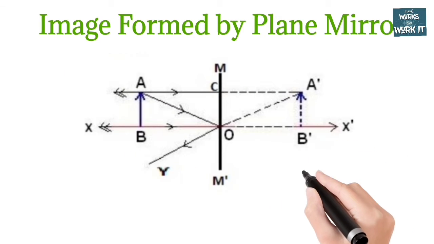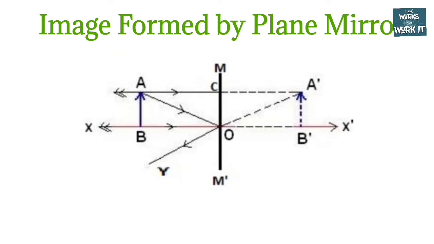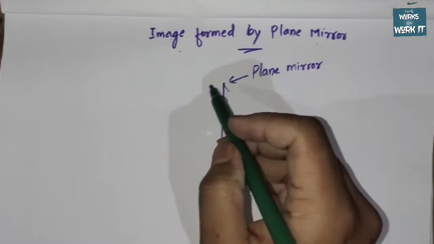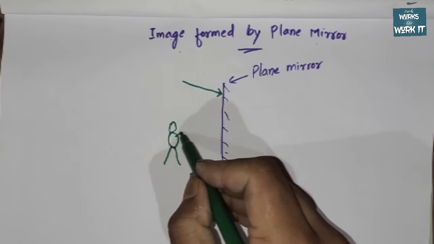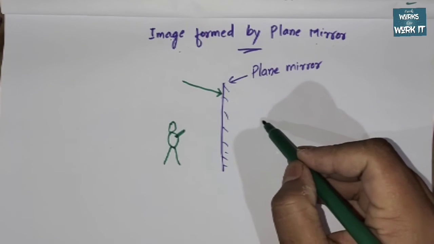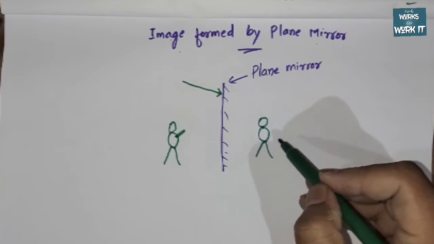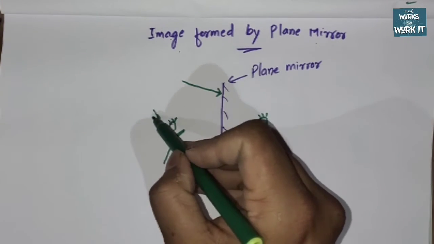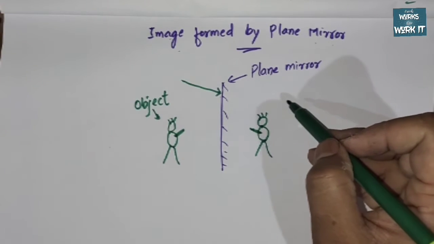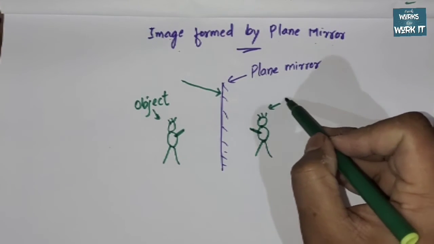Now let's know how images are formed by a plane mirror. This is the diagram representing the image formed by a plane mirror. Here AB is an object and A dash B dash is an image. Now we will understand more clearly. Suppose this is a plane mirror, its reflecting surface is this one. If a person is standing in front of a mirror, its image will be formed here. So this is the object and this is the image.